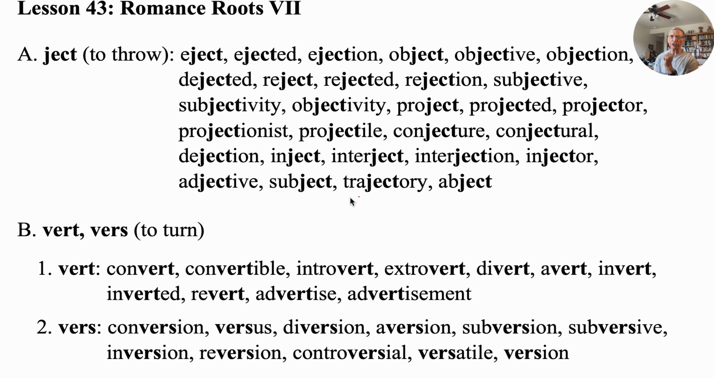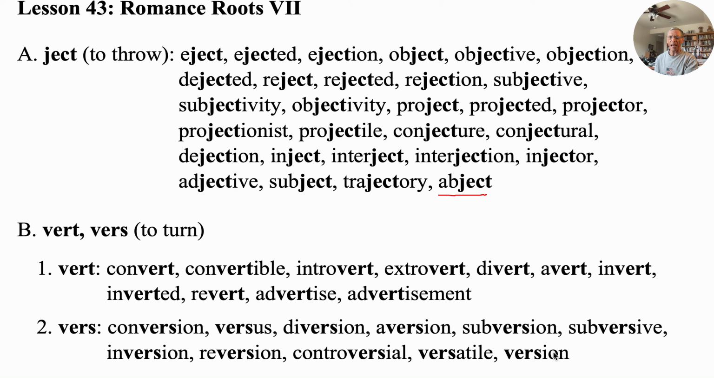Then we have trajectory, and that's like a rocket ship. The trajectory is the flight path that the rocket takes, whatever that is. And so you're going to follow its trajectory, hopefully going up rather than down. Either one of them is a trajectory.